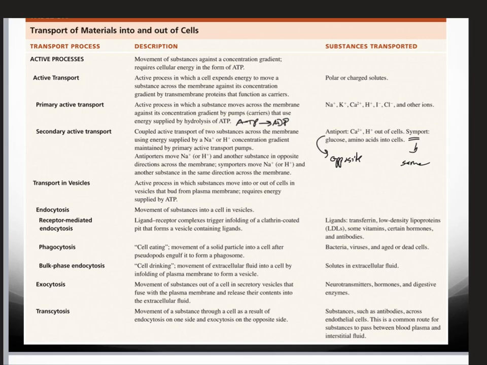Transcytosis. This is movement of a substance through a cell as a result of endocytosis on one side and exocytosis on the opposite side. Trans means across. We're moving across the cyto, the cell, utilizing both endocytosis and exocytosis. So what are we doing this to? Substances such as antibodies, moving across endothelial cells. It's a common route for substances to pass between blood plasma and the interstitial fluid.